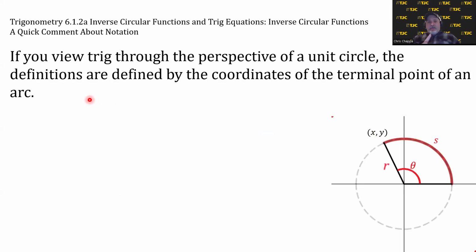If you view trig through the perspective of a unit circle, the definitions are defined by the coordinates of the terminal point of an arc. For example, here's theta in a circle of radius r. I know it's not a unit circle until we say it's 1. The point on the circle is x comma y, and here's the arc length s.